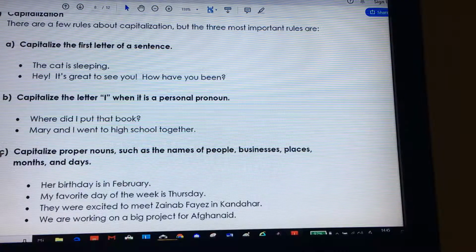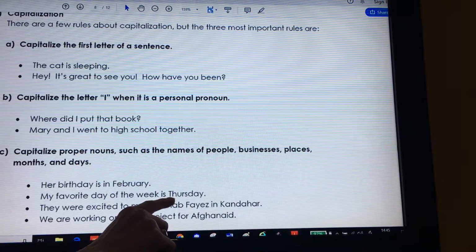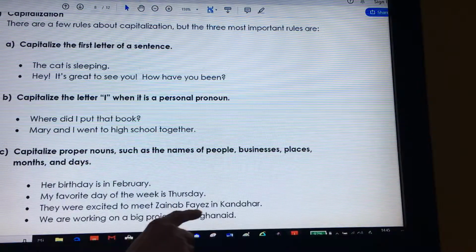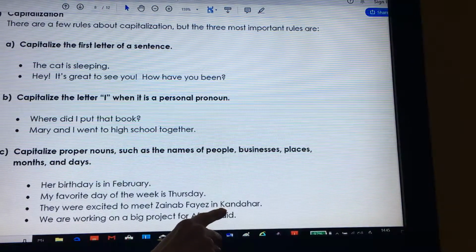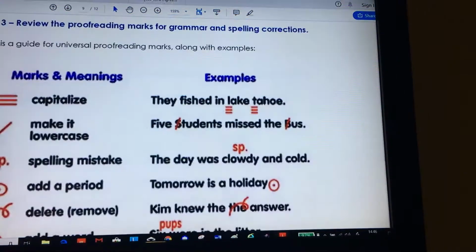And then lastly, there are certain proper nouns, such as names of people, businesses, places, months, and days that we always capitalize. So we always capitalize the name of the month: Her birthday's in February. We capitalize days of the week, Thursday. We capitalize people's names, Zainab Fayez. We capitalize names of cities, Kandahar. And we capitalize the names of businesses or organizations, such as Afghan Aid.